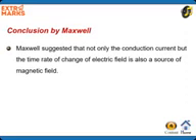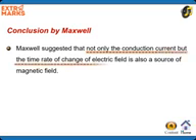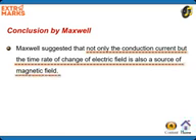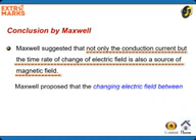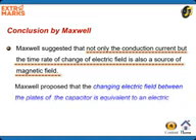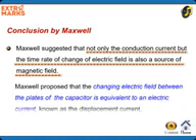Maxwell concluded that not only the conduction current but the time rate of change of electric field is also a source of magnetic field. He proposed that the changing electric field between the plates of the capacitor is equivalent to an electric current known as the displacement current.